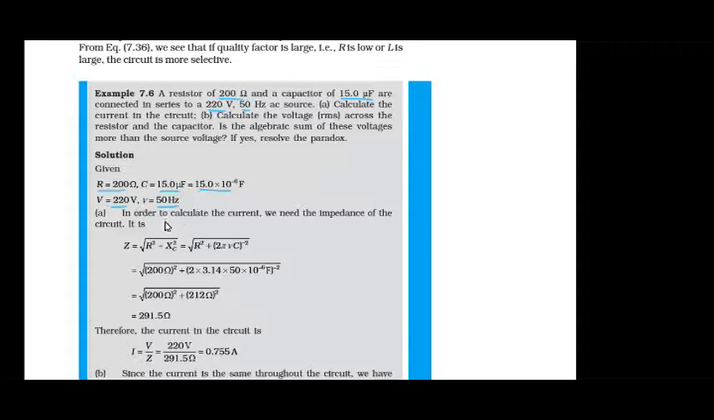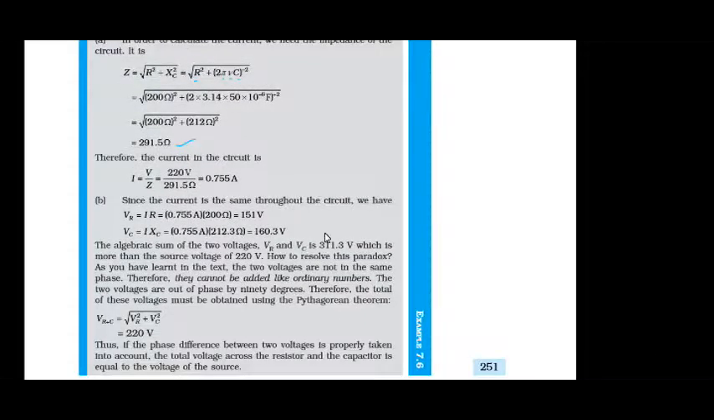Now, in order to calculate the current, we need the impedance of the circuit. So Z is equal to the square root of R square plus XC square. XC we can write as 1 by 2 pi nu C, and put in the values. Put the value of R, put the value of pi nu C, everything is given to you. Just solve it, and we get the value of the impedance Z.